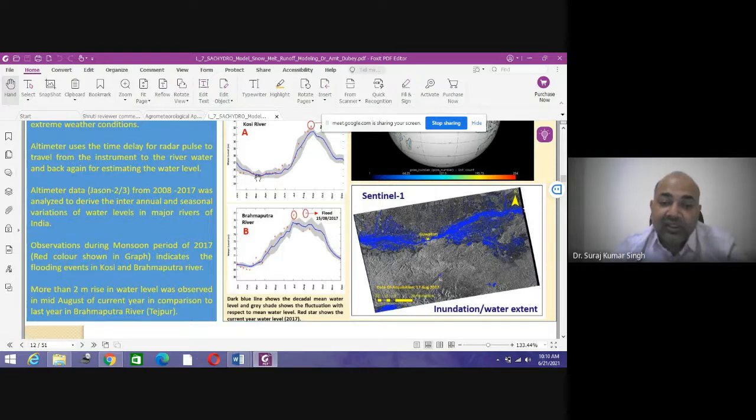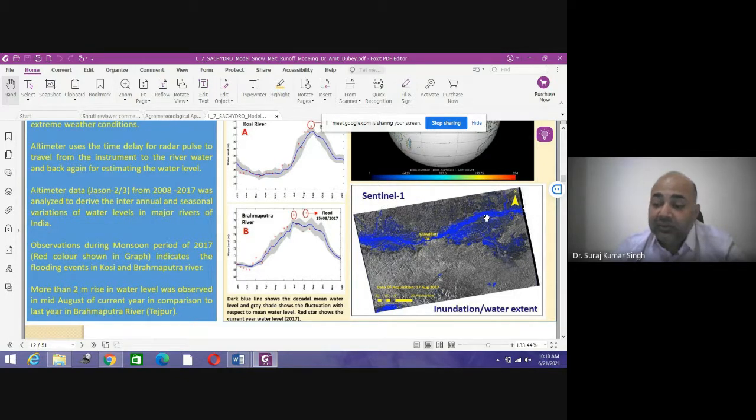So using this SAR altimeter, you can see the fluctuation in the water table in the given area. Here, on one axis we have marked the water table, and on the other are various months. You can see that there is an increase of 2 meters in water level, and the same you can see in a satellite image.